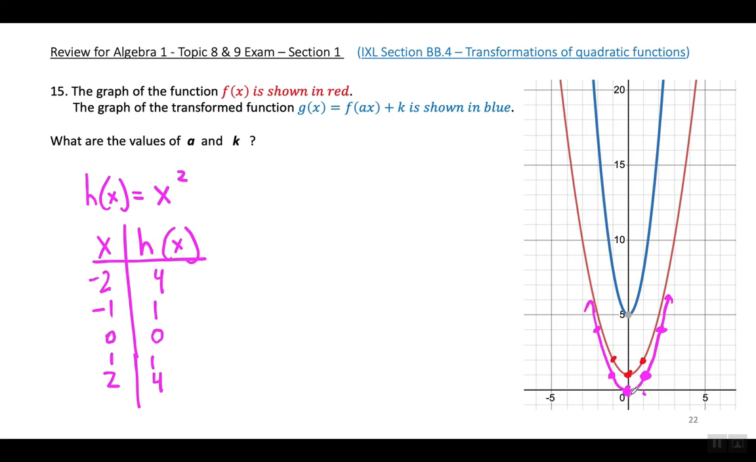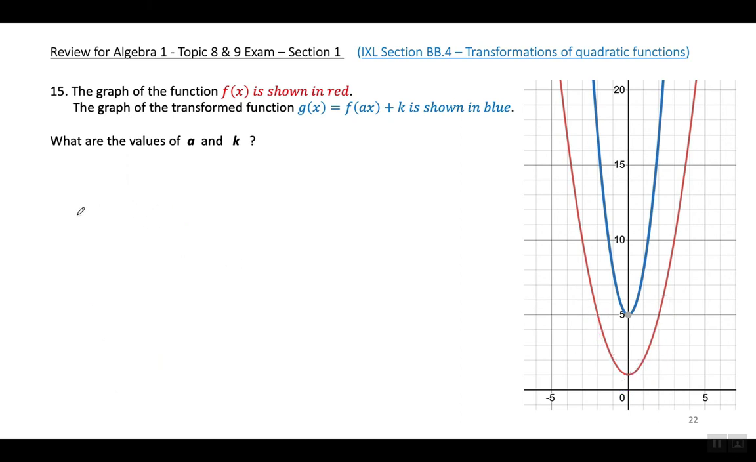Now let's go back to h of x, the parent function. If I go 2 units to the right and 4 units up, I have a dot there. Same thing to the left, 2 units left and 4 units up. Now if I do the same thing starting from the vertex of f of x, the red function, 2 to the right and 4 up, there's a dot there, and 2 to the left and 4 up, there's a dot there. What does that tell me? That tells me that the red line, f of x, is the parent function just moved up 1 unit.